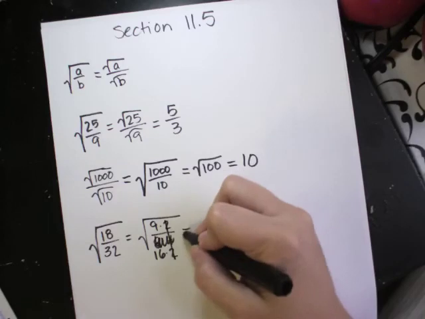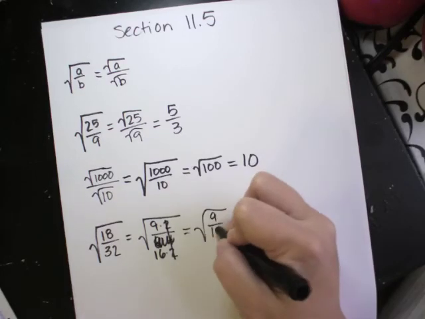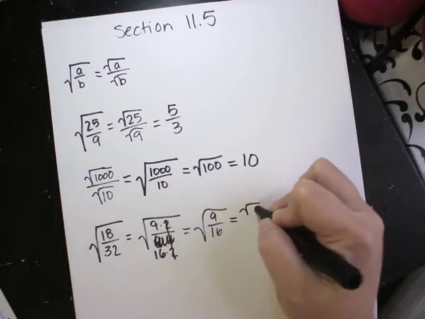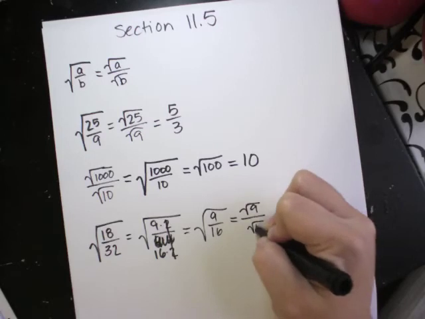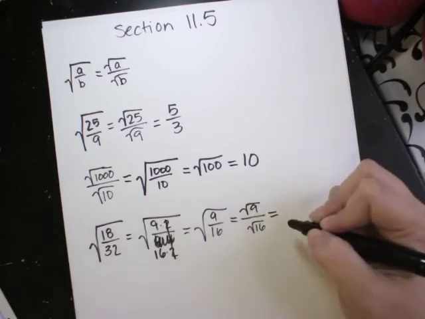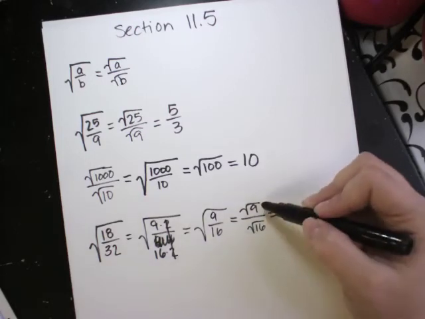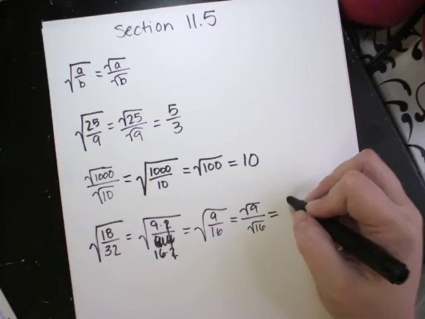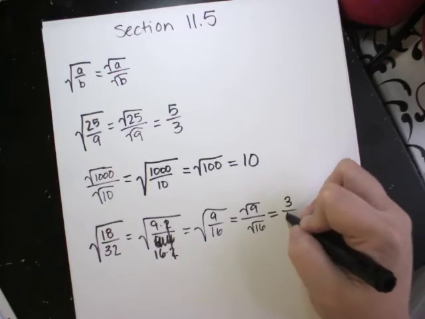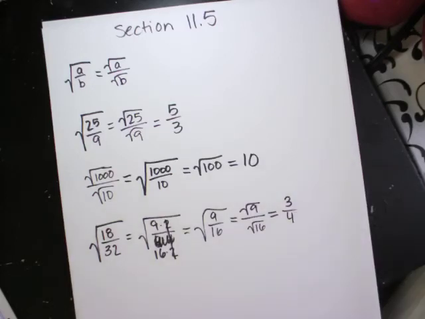Now what we have is 3 over 4, perfect squares, which we could separate. You do not have to write this step, guys. You can do this step in your head. I'm just showing you for purposes of this lesson. 3 over 2. There's your answer.